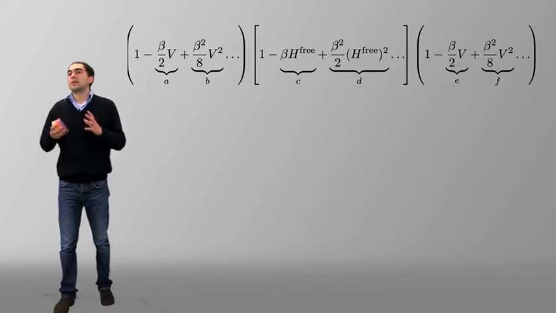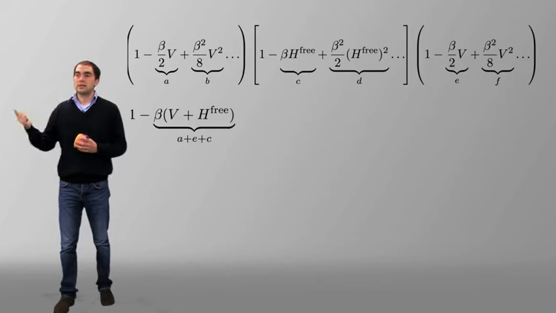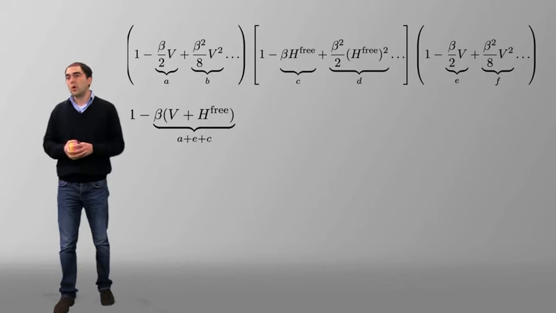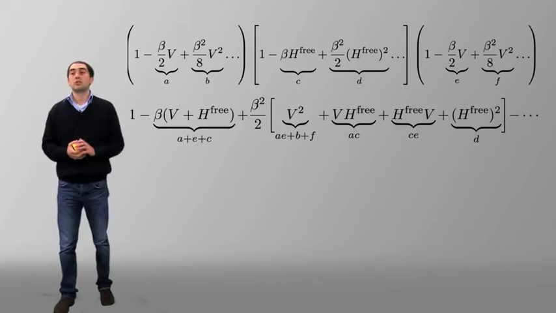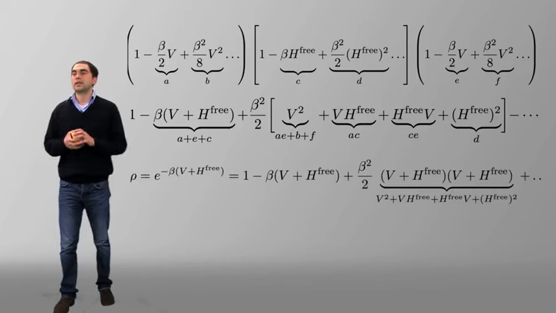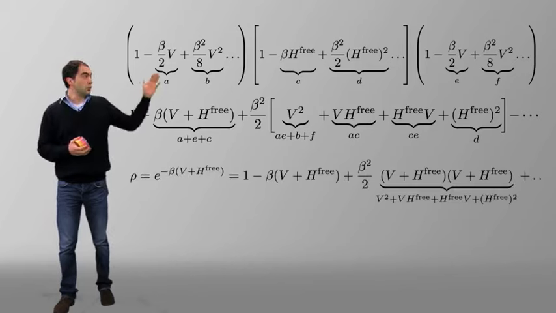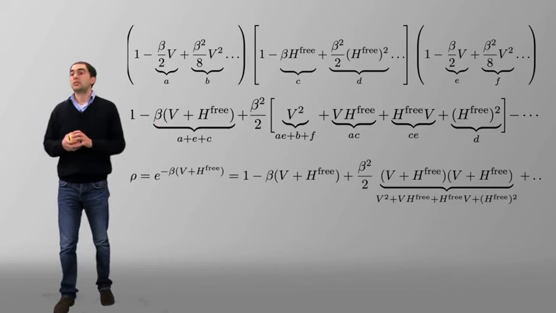So let's reorganize these terms order by order in beta. At the zero order we have 1. At the first order in beta we have A plus C plus E. And then we need a little bit of work to write the second order term. This expression fully agrees with the direct expansion of the full density matrix. These two equations prove that the Trotter expansion is correct up to beta square.